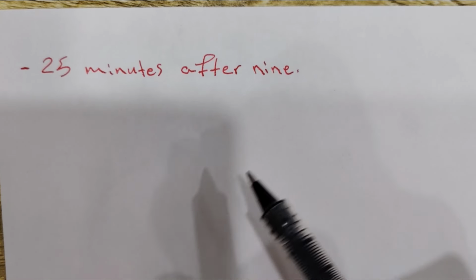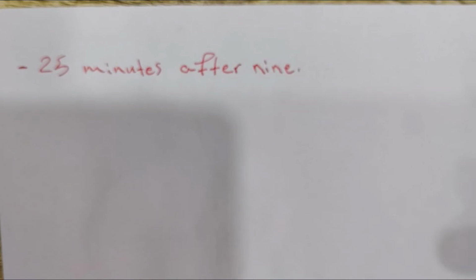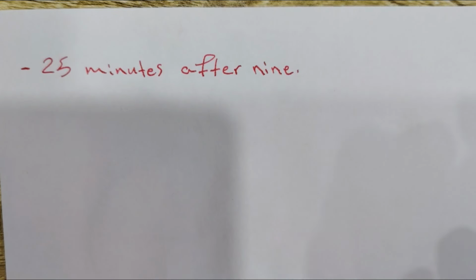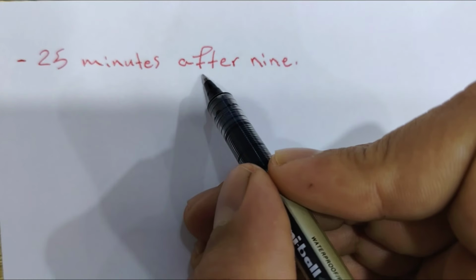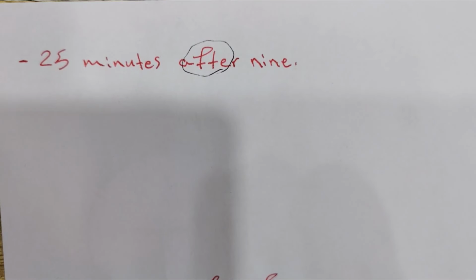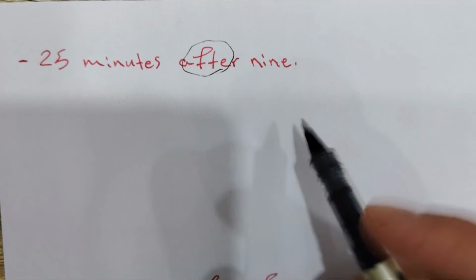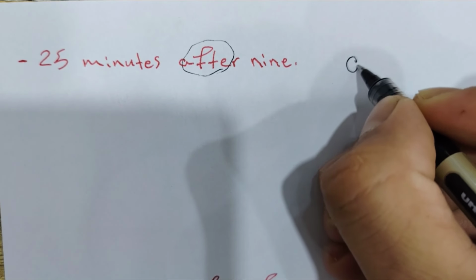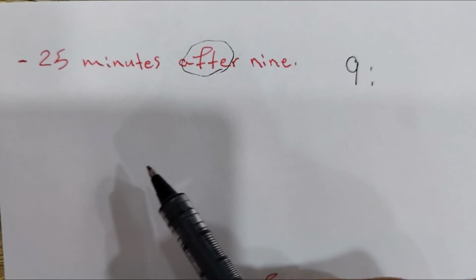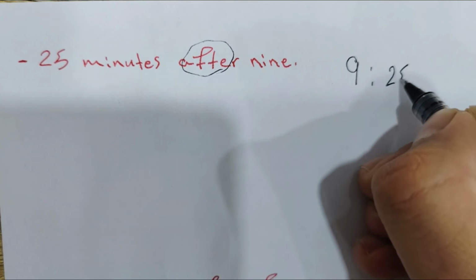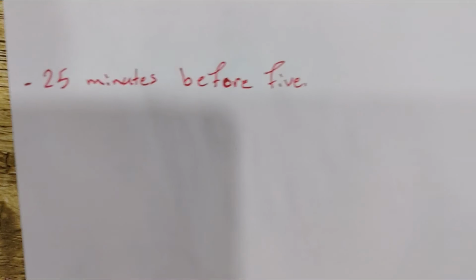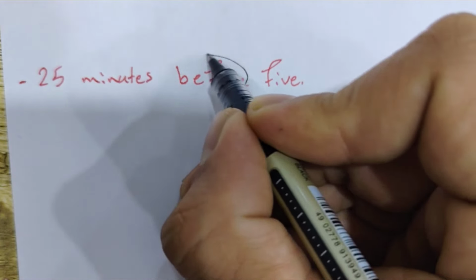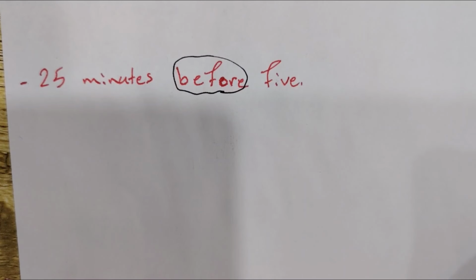Now, how can we change something like that into what is shown on a digital clock? First, we read it and look for a keyword. Our keyword is before and after. If we had after, we directly use the hour itself, so it's gonna be 9, and the minute 25 minutes after 9.